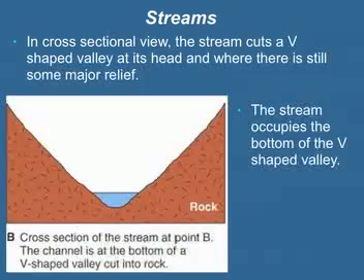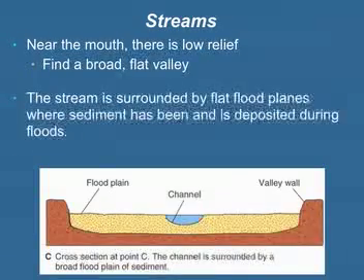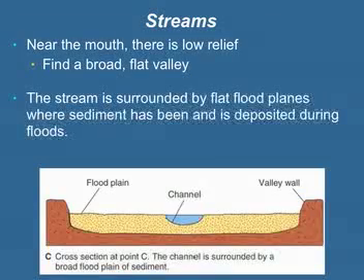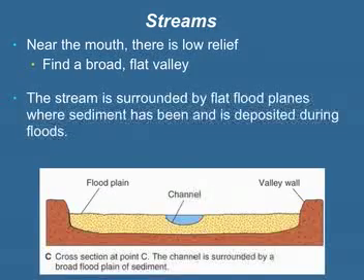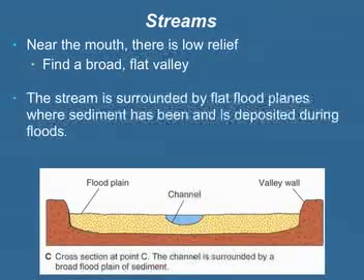But wait till you see the difference. This is what the stream looks like when it's near its mouth. It can't downcut. It's too close to base level. And so it moves side to side. It laterally erodes. So what we have here is the stream channel. That's where the stream normally is when it's not in flood.